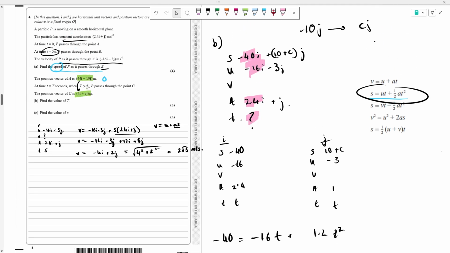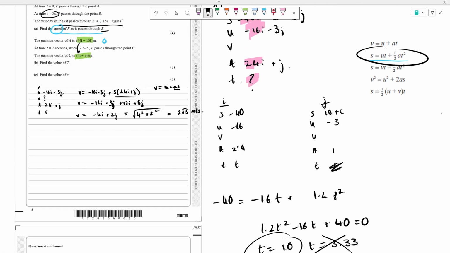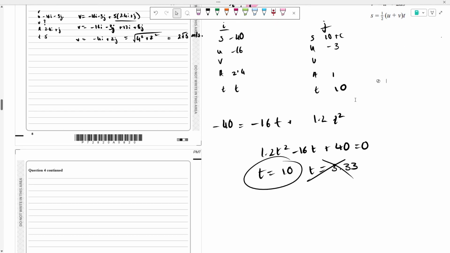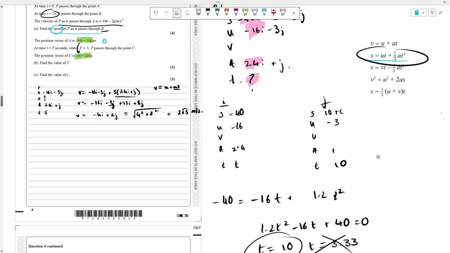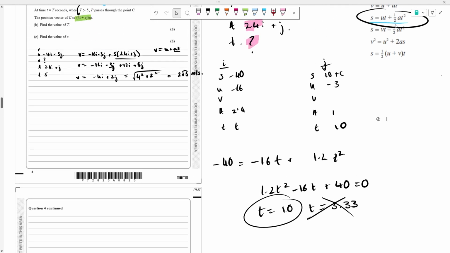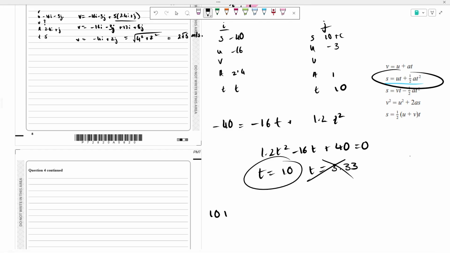Well, the question said that t was bigger than 5, so we don't need this. That means the value of t is 10. Now we know the value of t is 10, we can apply the exact same thing, suvat on this, and work out the value of c. We use this equation again, s equals ut plus a half at squared. We're essentially subbing everything in. 10 plus c is equal to minus 3t, which is minus 30, plus a half a, which is 1, t squared, which is 10 squared.